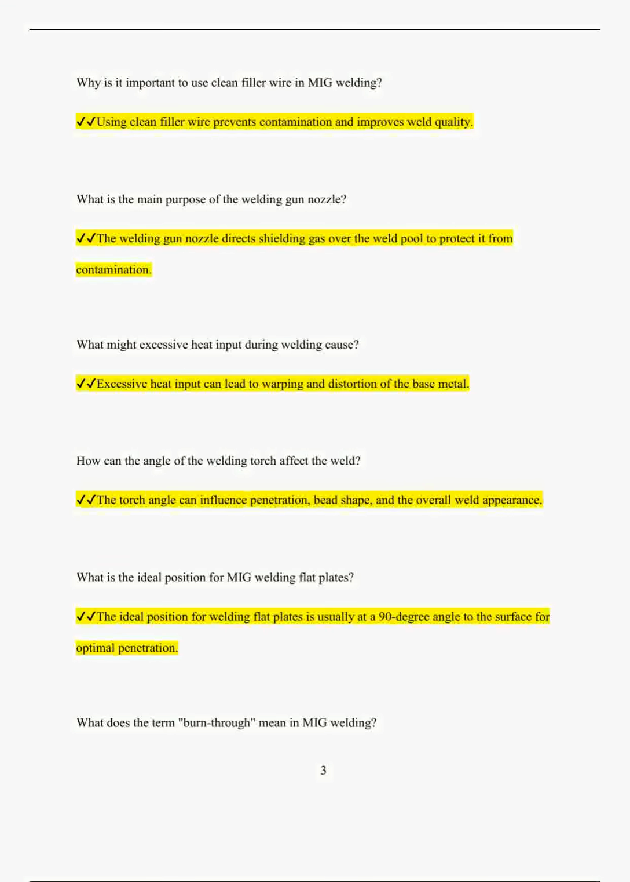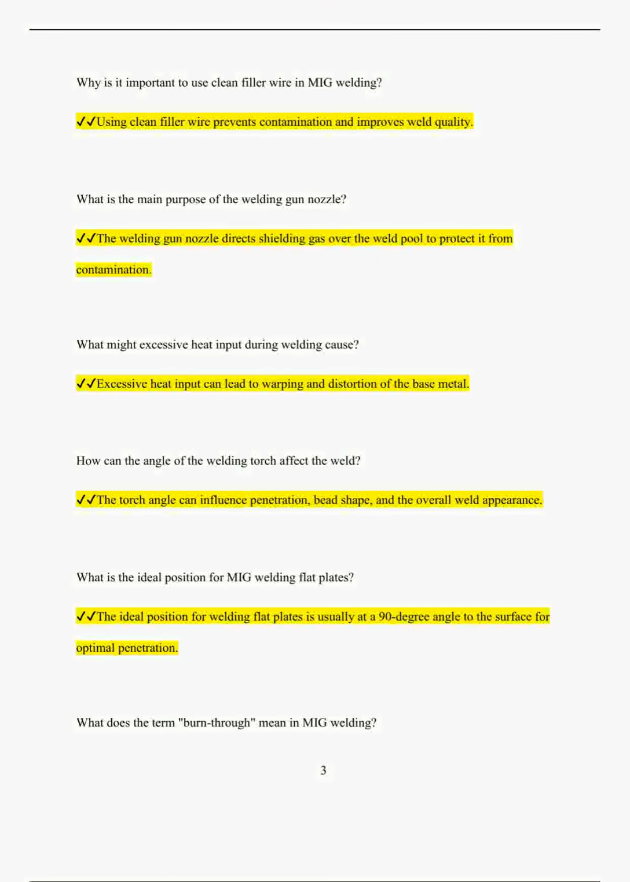What is the main purpose of the welding gun nozzle? The welding gun nozzle directs shielding gas over the weld pool to protect it from contamination. What might excessive heat input during welding cause? Excessive heat input can lead to warping and distortion of the base metal.